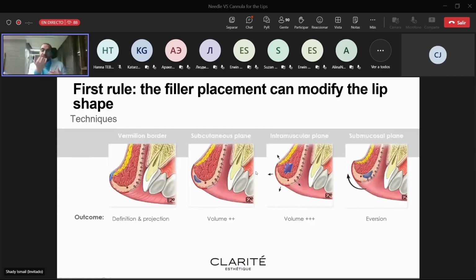Injecting inside the mucosa, unfortunately, will block the lymphatics of that area, so we can see the jellyfish appearance, or what I call a curtain lip. While they are smiling, I can see the mucosa like curtains.